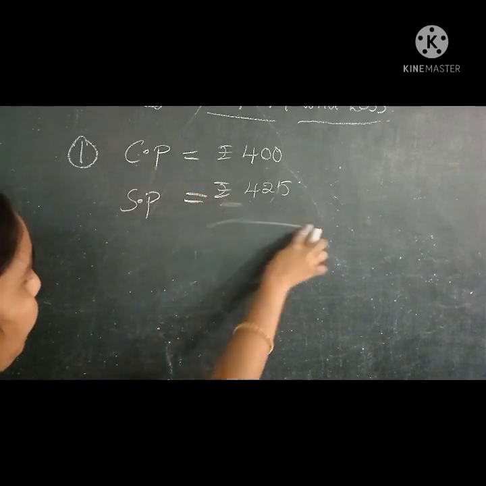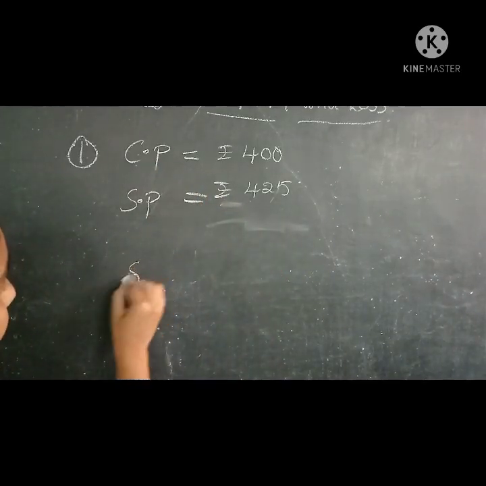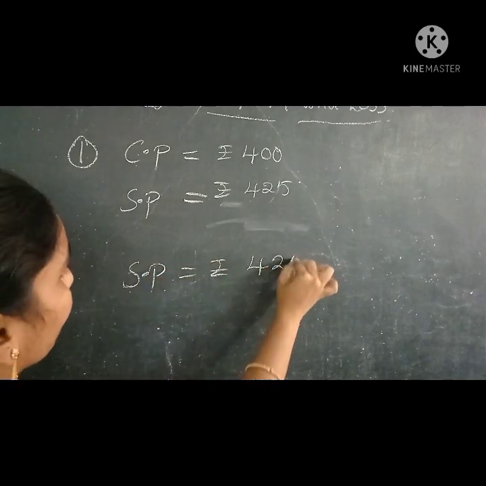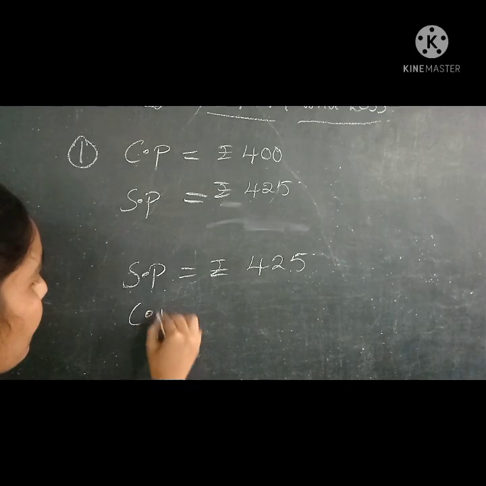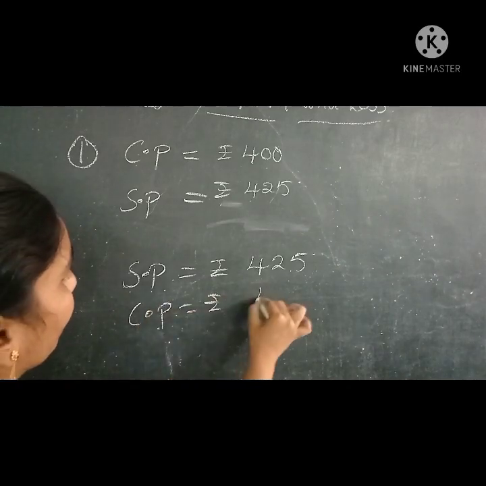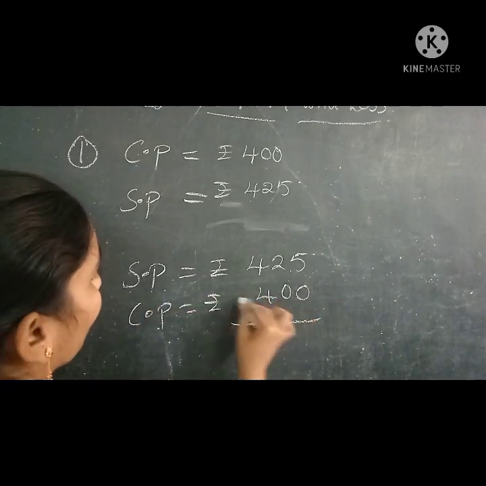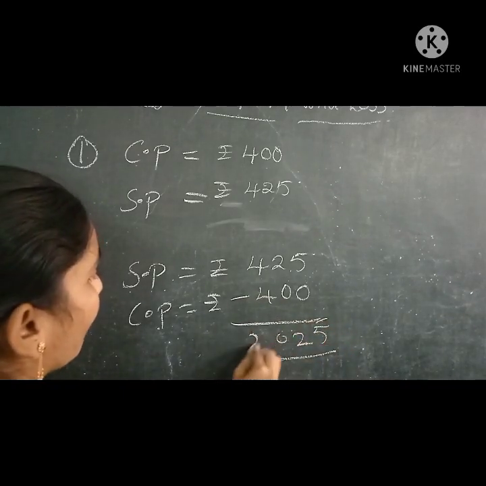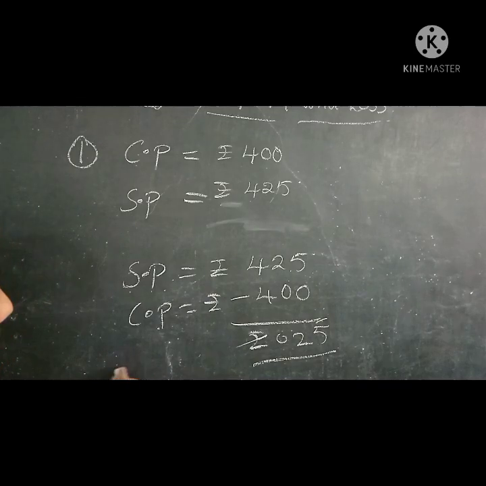Now do the minus. Selling price is equal to rupees 425. Next, cost price is equal to rupees 400. Now do the minus. 5, 2, 0. How many rupees? 25 rupees. So profit is equal to how many rupees? 25 rupees.